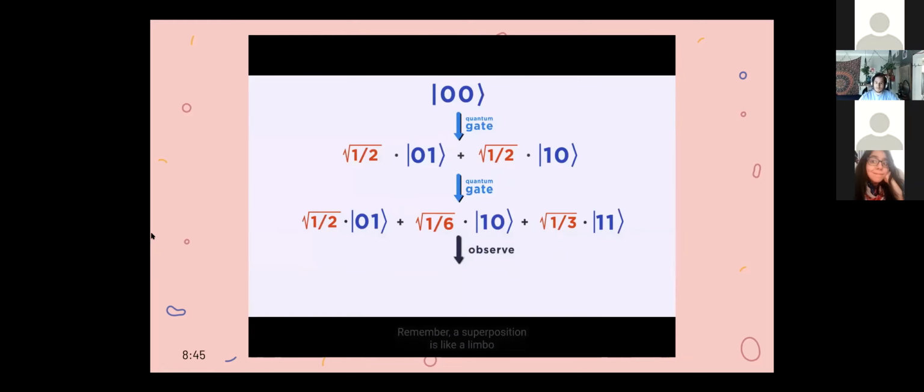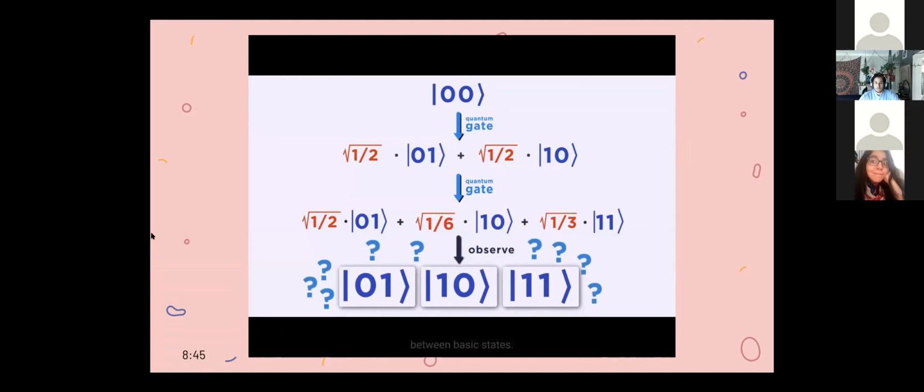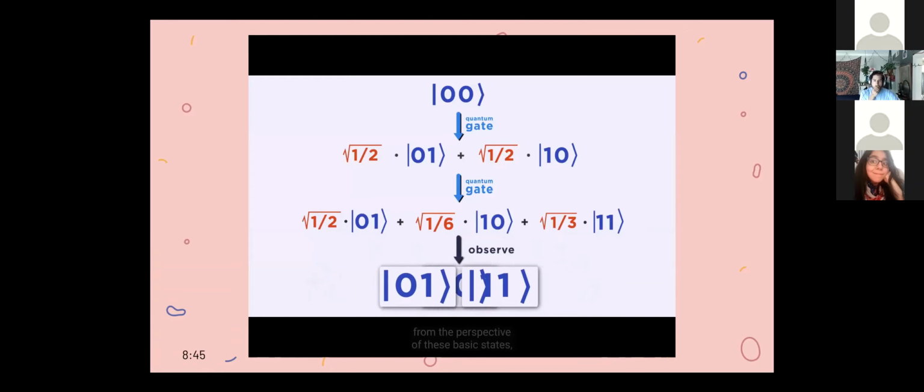You can't see these delicate superpositions. Remember, a superposition is like a limbo between basic states. When you observe the computation and look at it from the perspective of these basic states, it must pick one, collapsing the wave function and revealing a single basic state. In this case, it collapsed to state 0, 1.